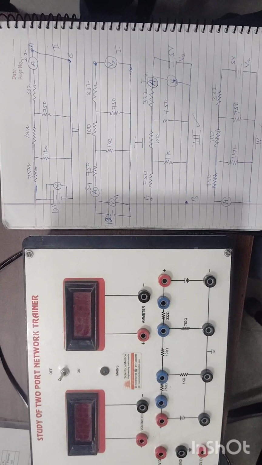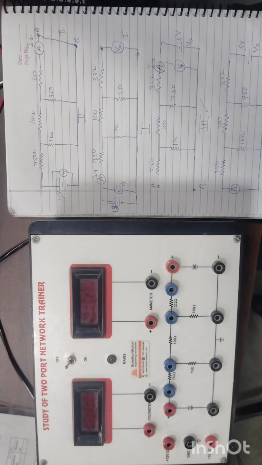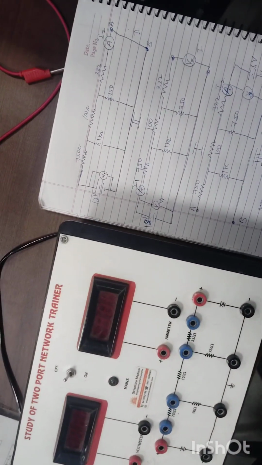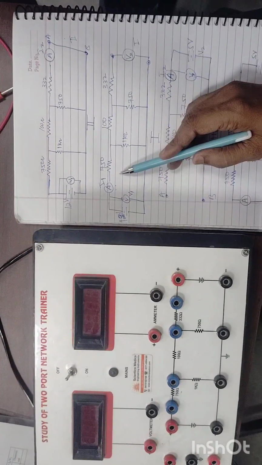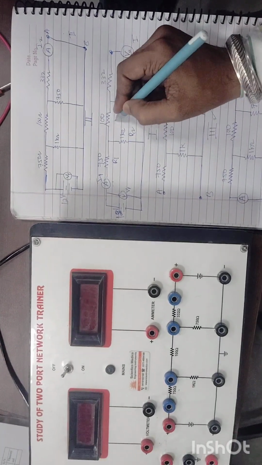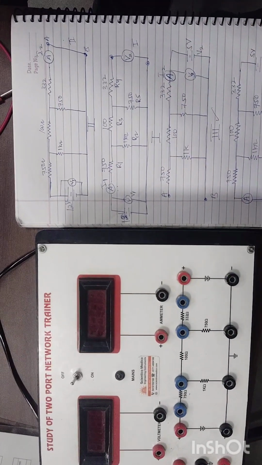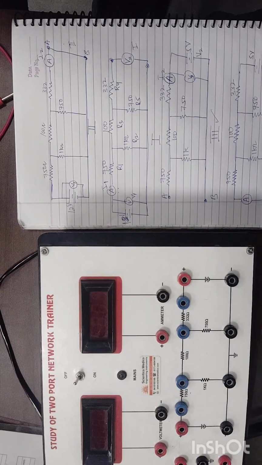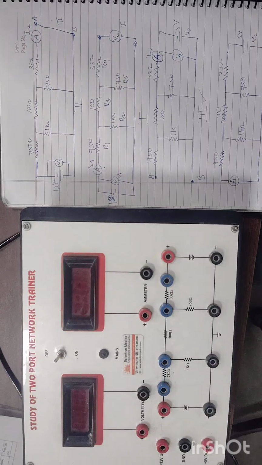Before starting the experiment, we will discuss a major point regarding it. First of all, we are using a DC supply for this network, and we are using only a resistive load. In the first case, you can see we are connecting five resistances R1, R2, R3, R4, R5. These resistors are internally connected in your two-port network trainer kit. We only need to connect the ammeter, voltmeter and the given supply in the right places.